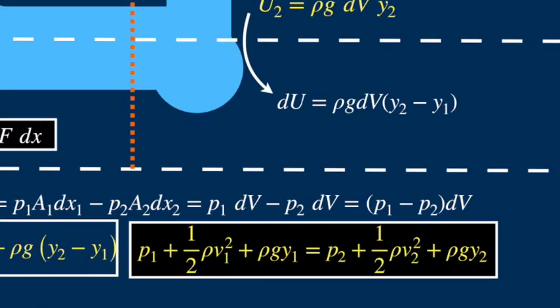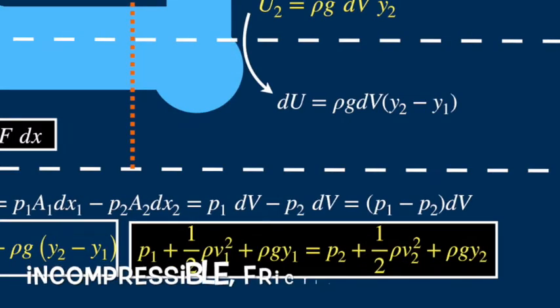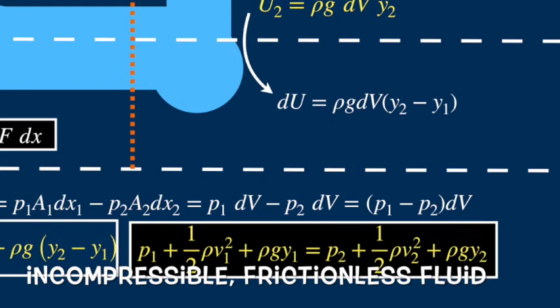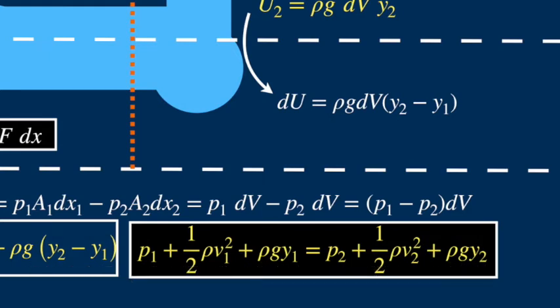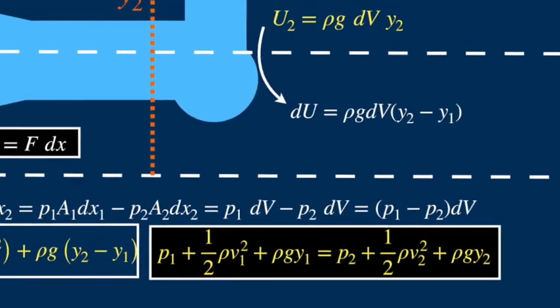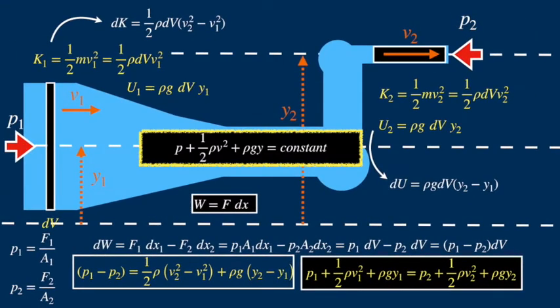This is Bernoulli's equation, valid for an incompressible fluid and frictionless fluid. The combination of the pressure plus the kinetic energy plus the potential energy is a constant through the pipeline.